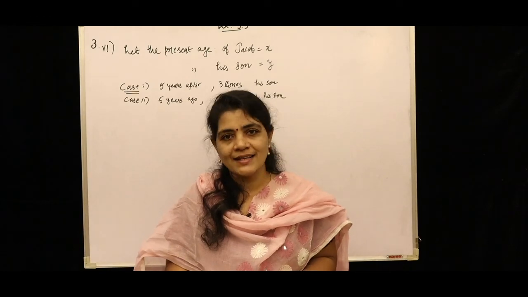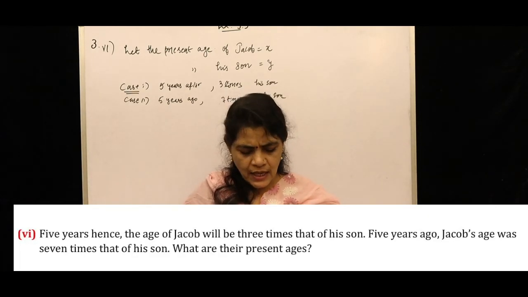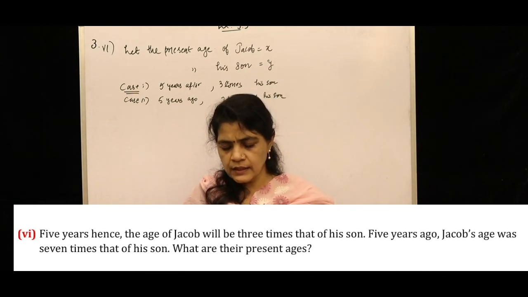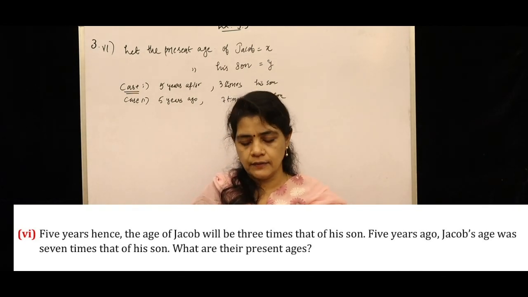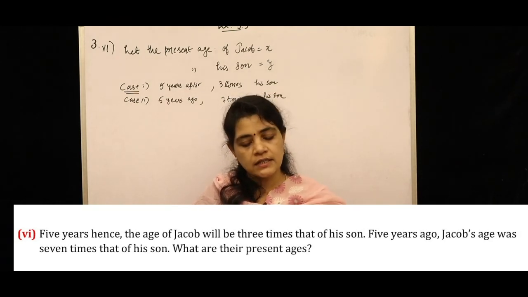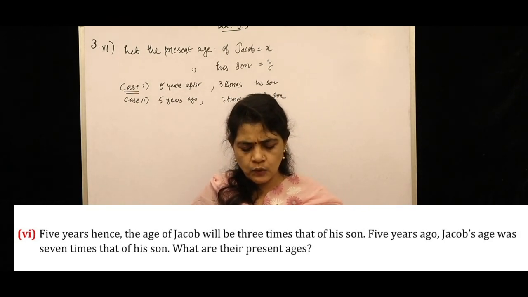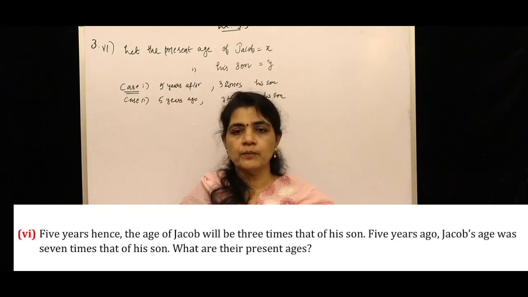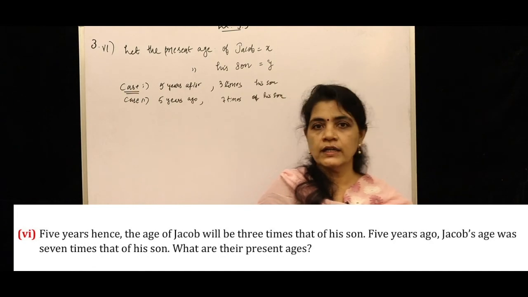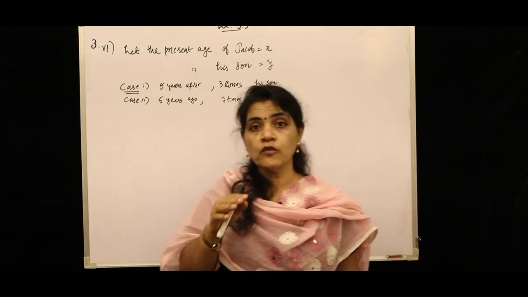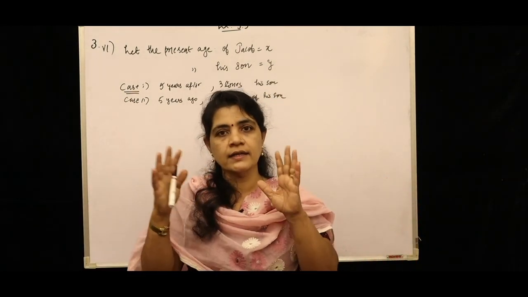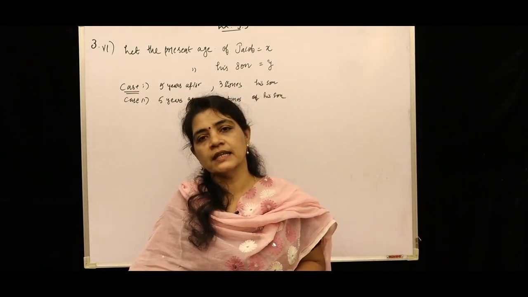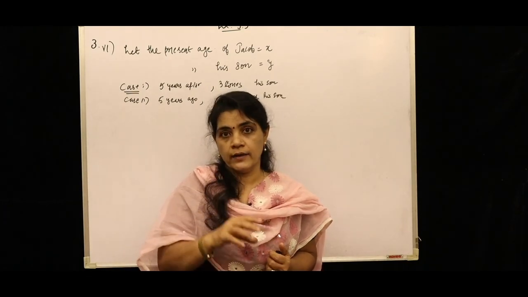Now we are solving the last question. It's a very simple question. 5 years hence, the age of Jacob will be 3 times that of his son. 5 years ago, Jacob's age was 7 times that of his son. What are their present ages? The present ages of the father, that is Jacob, and his son, let it be x and y. The present age of Jacob is x and that of his son is y.